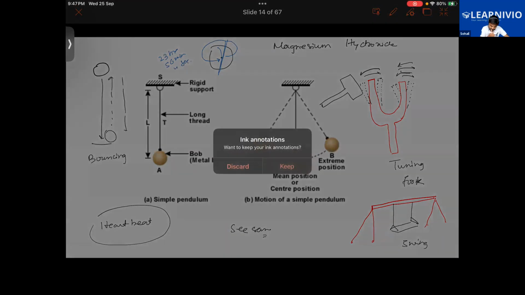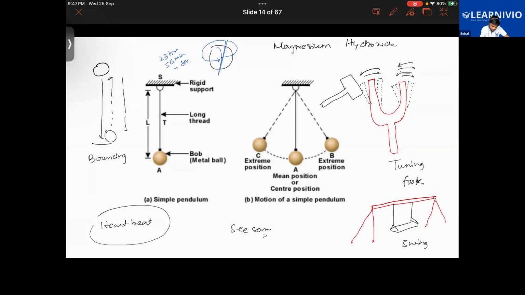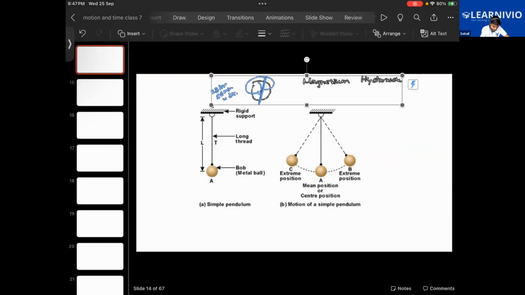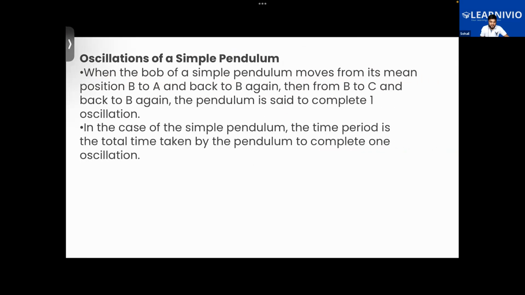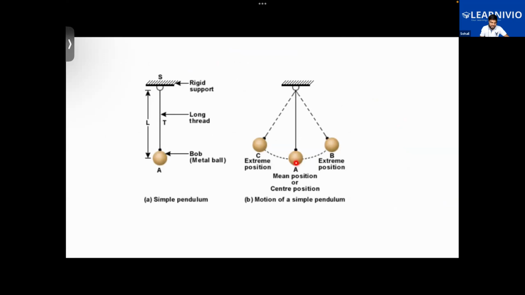Let me just clean this. In the case of a simple pendulum, this structure, this metallic ball, is called the bob. When this metallic bob moves from one extreme position to another extreme position, let's say it moves from position A to B, goes from B to C, and then again goes from C to A, then it is said to have done one oscillation. Getting it, Priyanka, Abu Bakr, and Gauss?